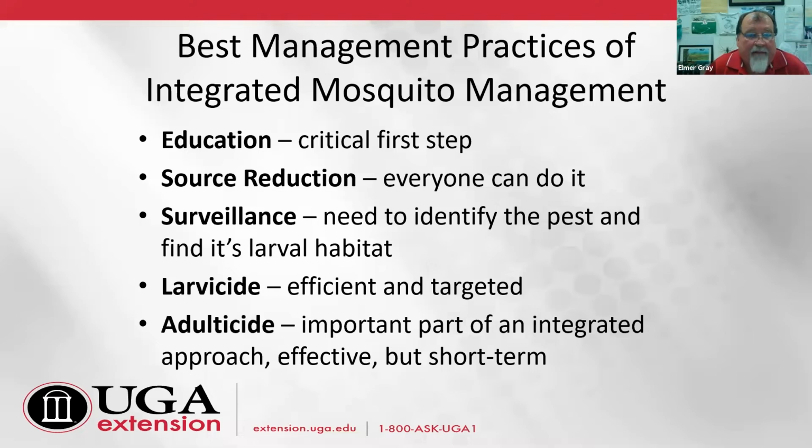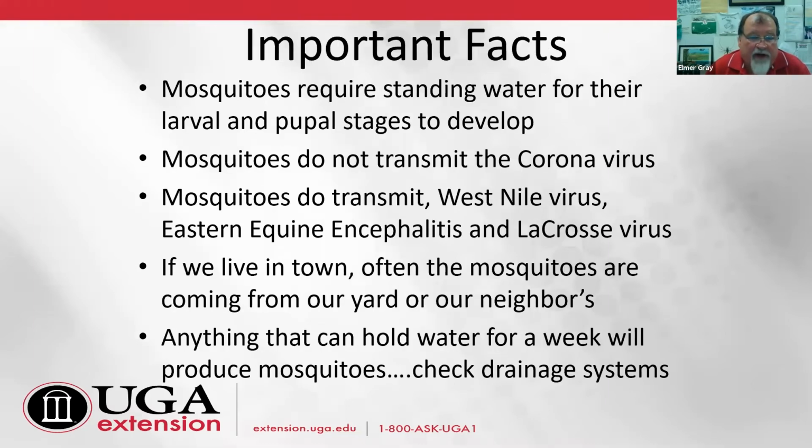There are many biological-based products and insect growth regulators that are safe for the environment, safe for non-targets, and don't have a mammalian toxicity. Adulticiding is an important part of the integrated approach. It's very effective when conducted properly, but it's a short-term relief. It only kills the mosquitoes that come in contact with the droplets of insecticide that are released. So very important and very effective, but there are other things that can be done.